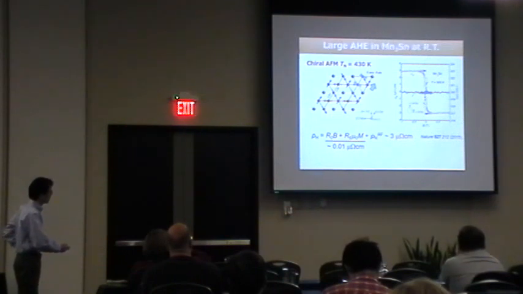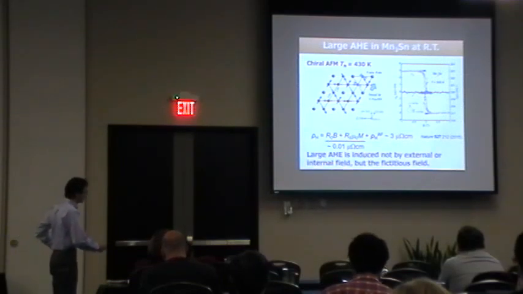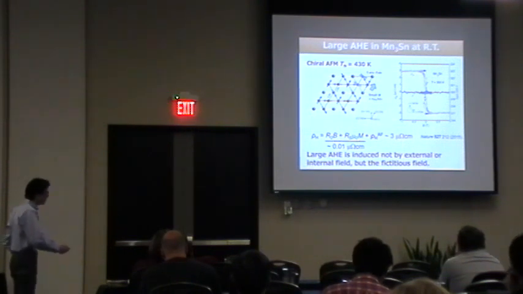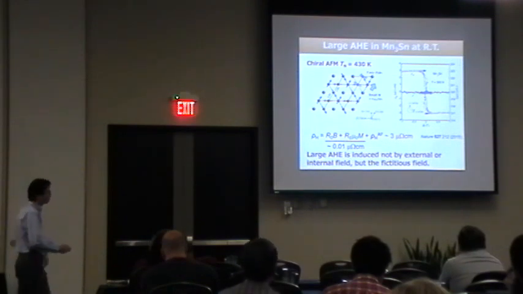That's very, very large, okay? So that means the Hall resistivity is actually coming from another source. It's obviously not due to the external field, and not due to the internal field from the magnetization, but something called a fictitious field, which I introduced.